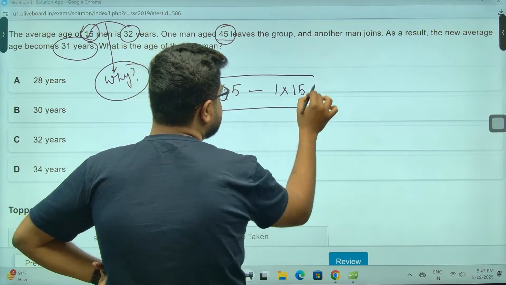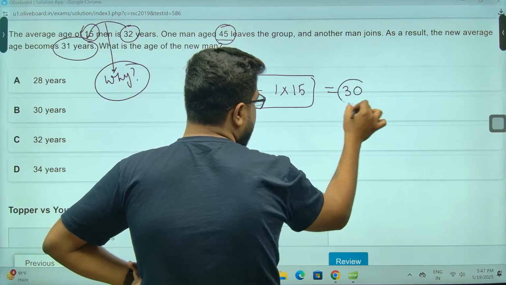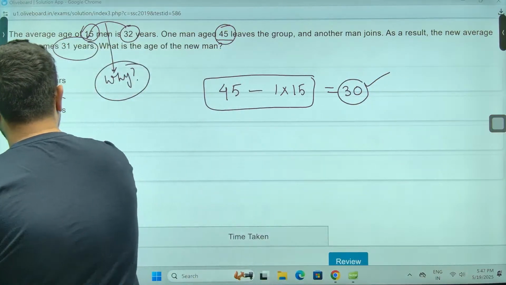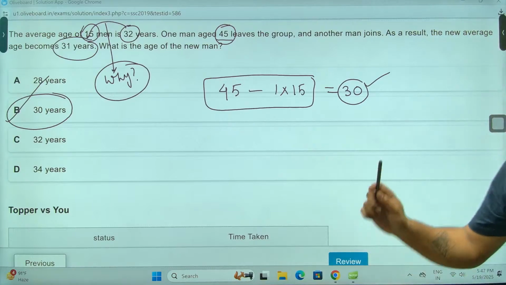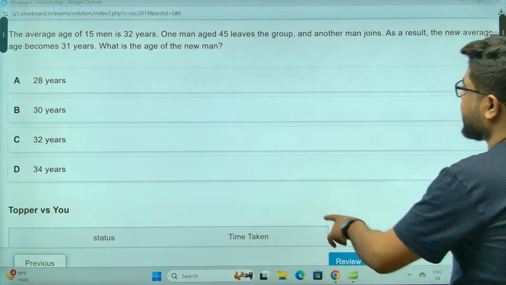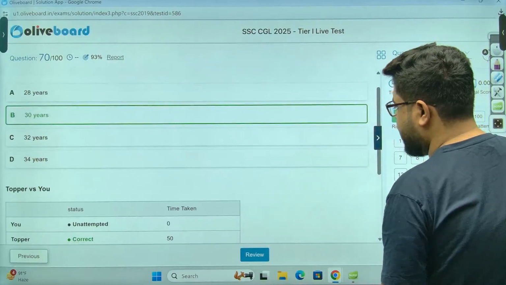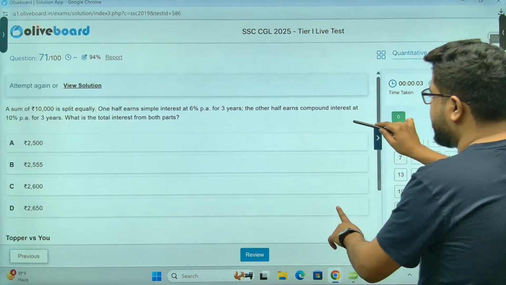So this is the age, sir. 30 years. Done, sir. Option B is the answer. It was a 10 seconder, everyone. If you have taken more time than that, then it's a problem, sir.